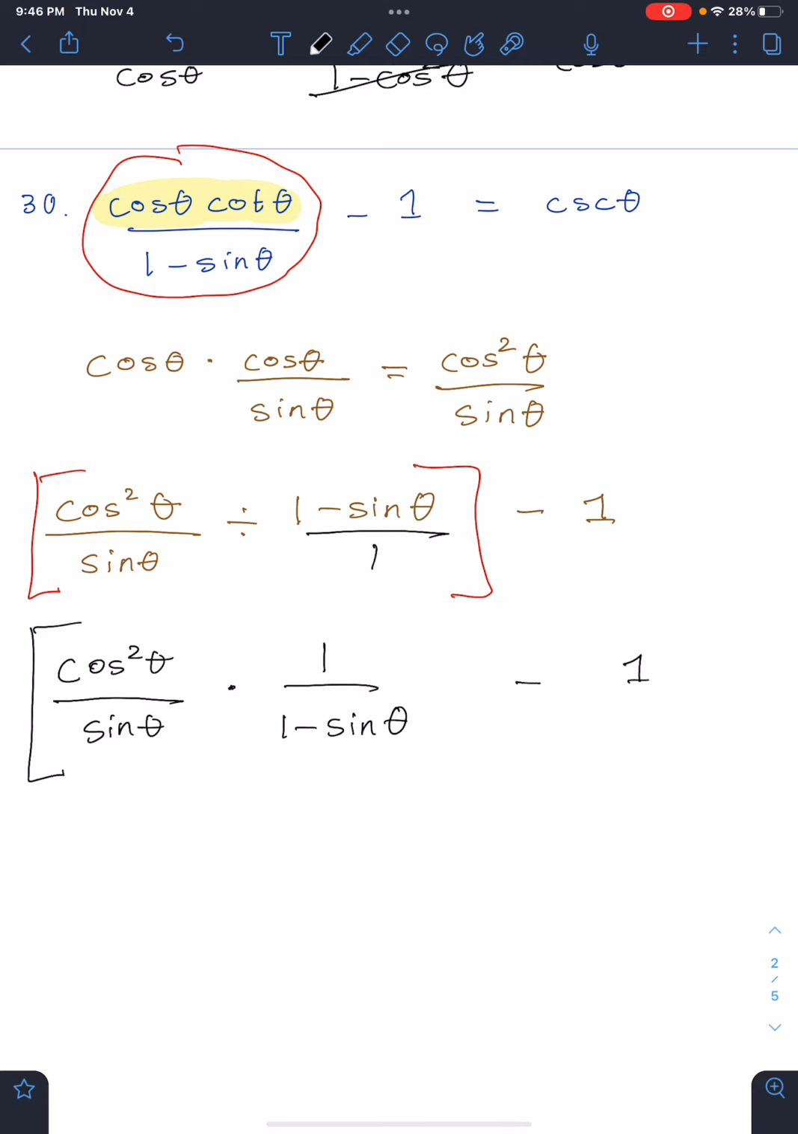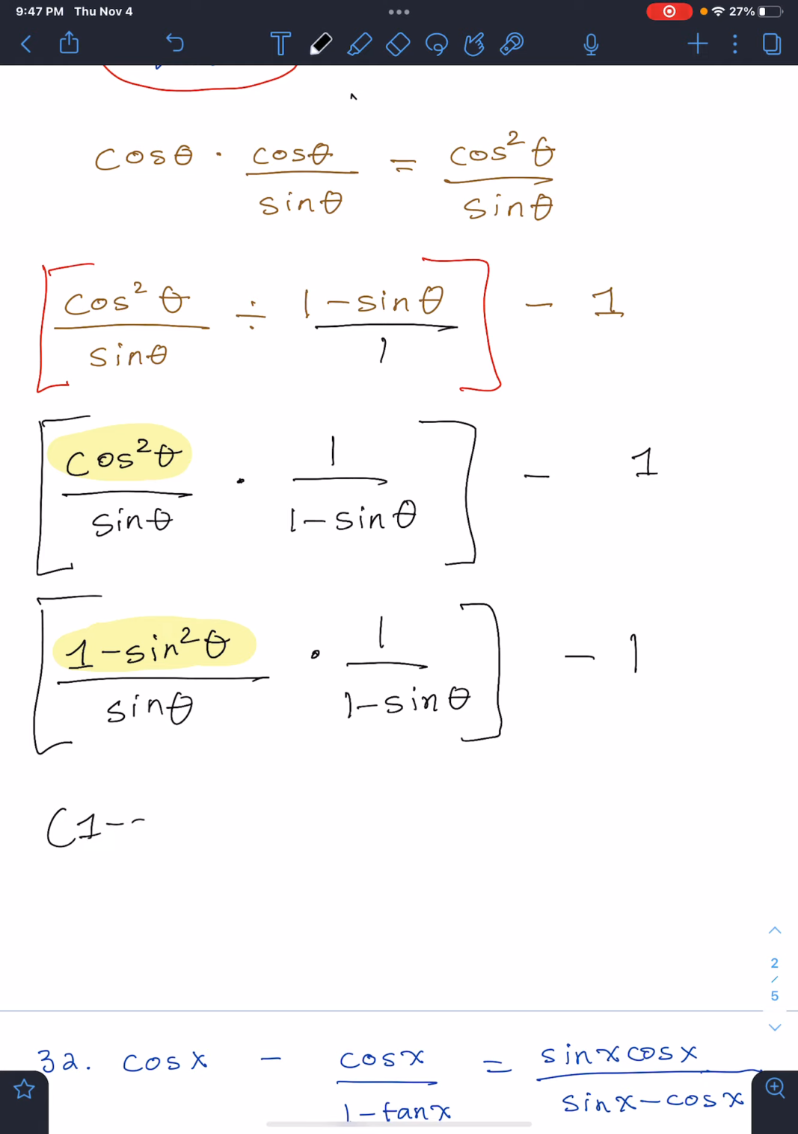And now I also know that this looks like a factoring problem. So this is 1 minus sine of theta, 1 plus sine of theta. It looks like a difference of squares, so you should always try that out. And you see now that I'm able to cross out this and this.